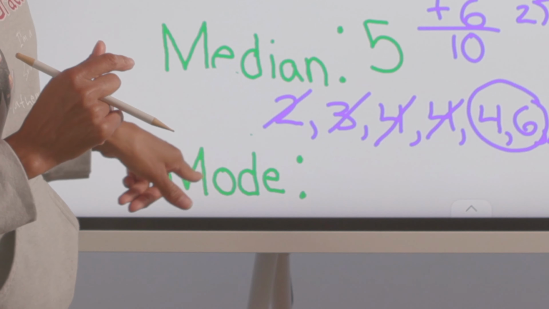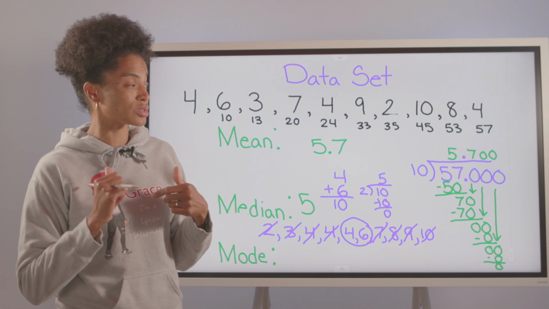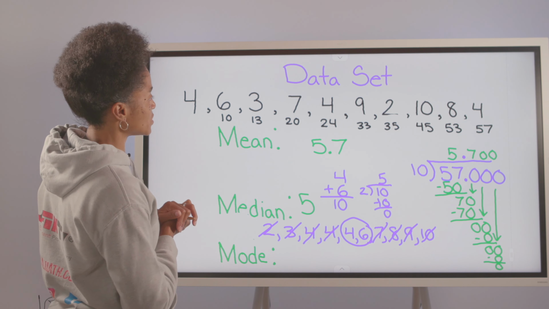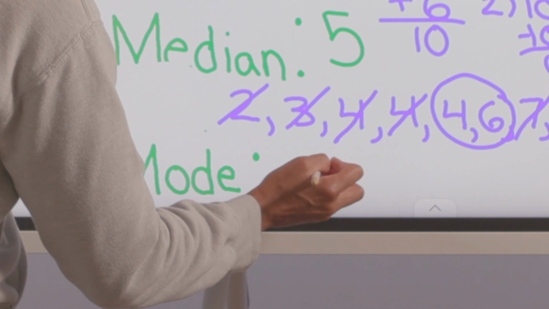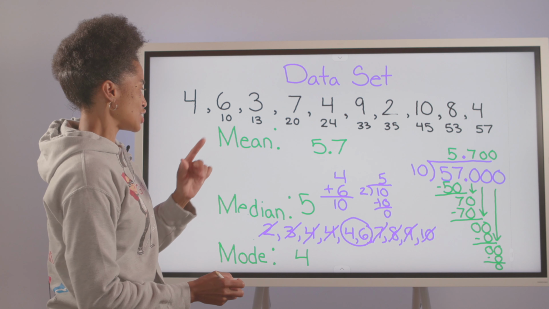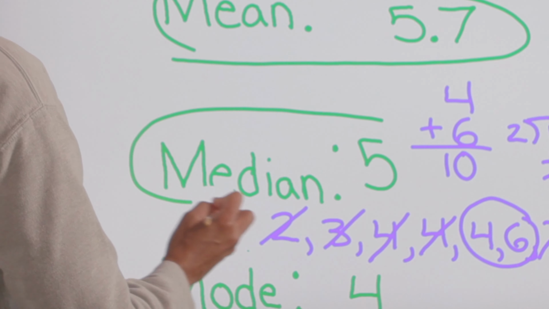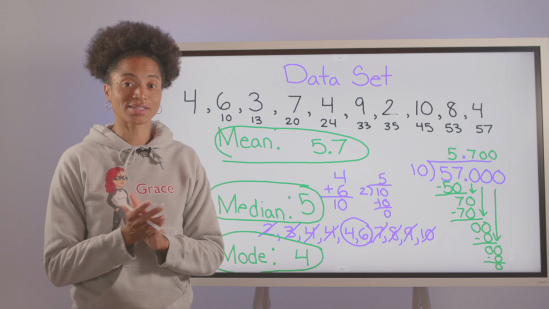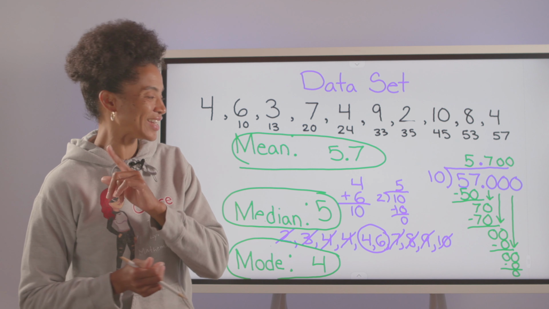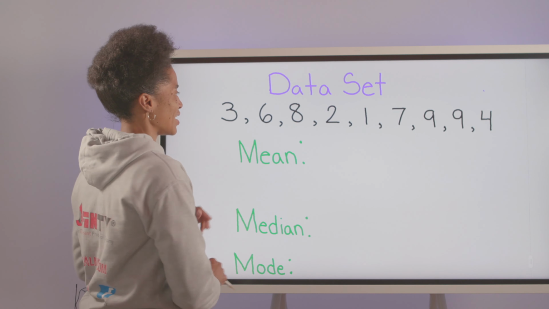Last step. For the mode, I look at my data and find the number that I see the most. Which number do we see the most? I think it's 4. Perfect. So either through the mean or median or mode, I'm getting to the center of the data. Let's go to our next data set.